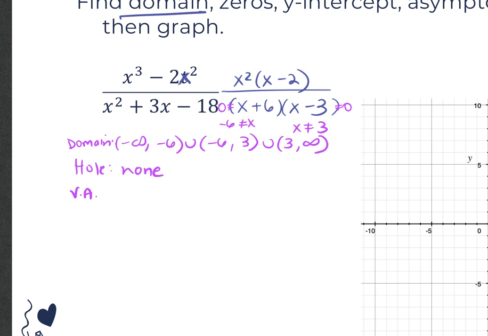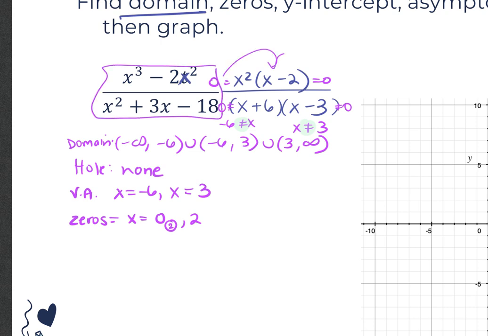Now I would check for holes, and there are none, so you'll literally write none. And then I'll go vertical asymptotes, because that just means I set this now equal to 0. So x equals negative 6 and x equals positive 3. The zeros come from my numerator. So if I set this equal to 0 and this equal to 0, I get x equals 0 with a multiplicity of 2, and that's going to be important if we have to graph it. And then x equals 2. How do I find a y-intercept? Plug 0 in for x, and that's easier to do from my standard form instead of my factored form. So this would be 0, this would be 0, my numerator is 0, which means that whole thing's going to be 0. And it was also a 0 here.